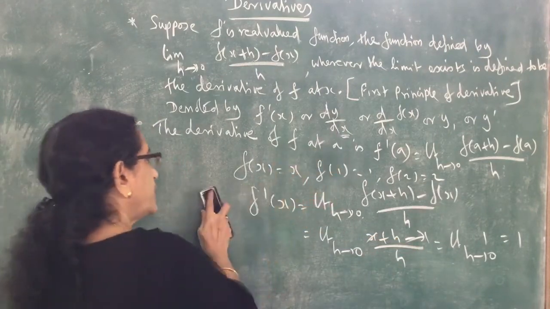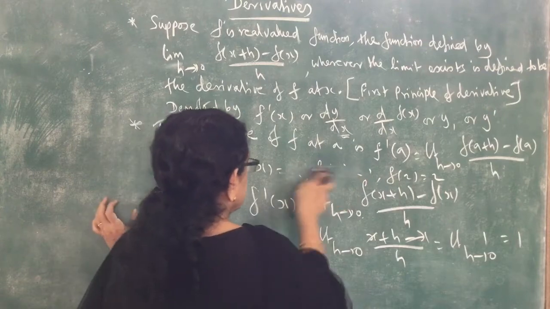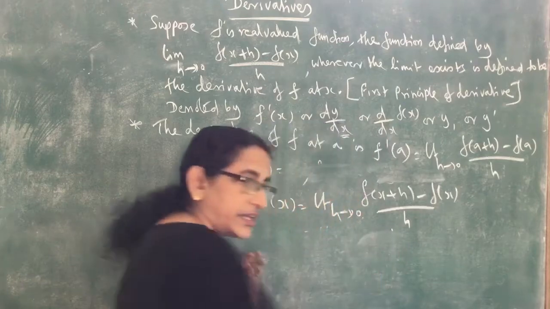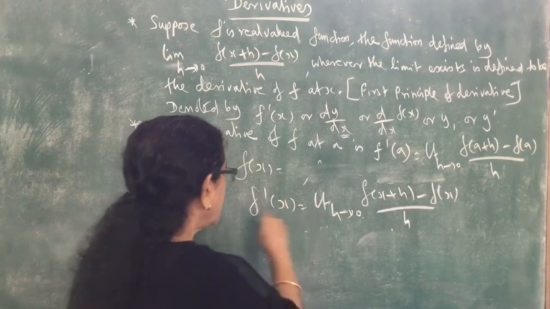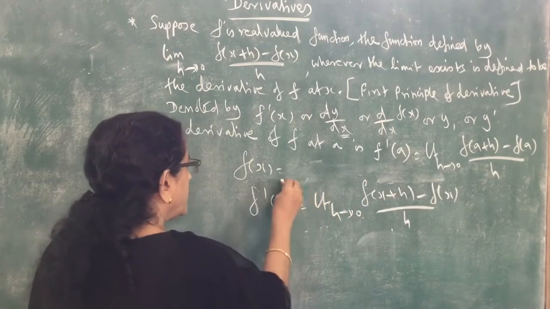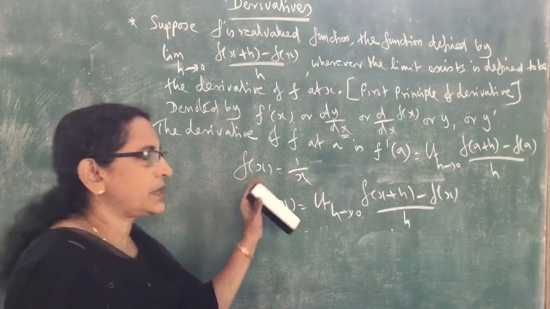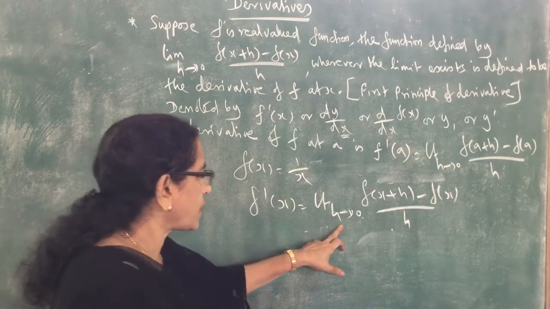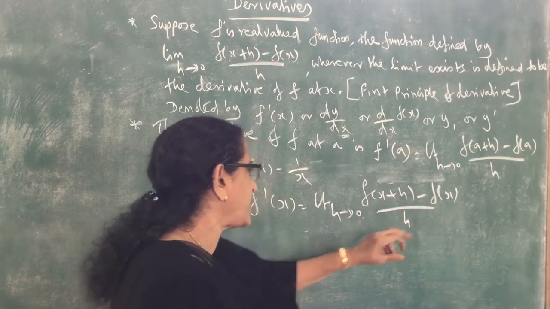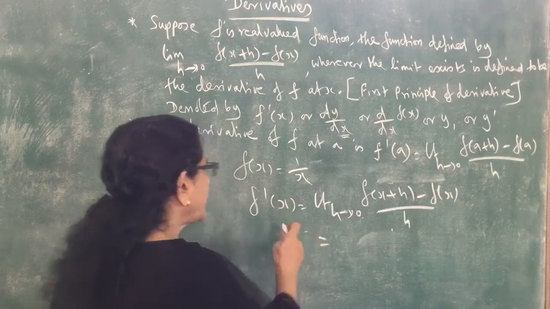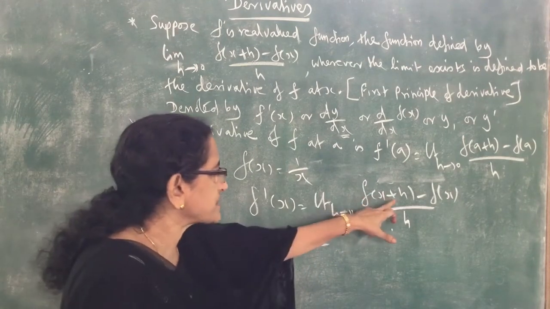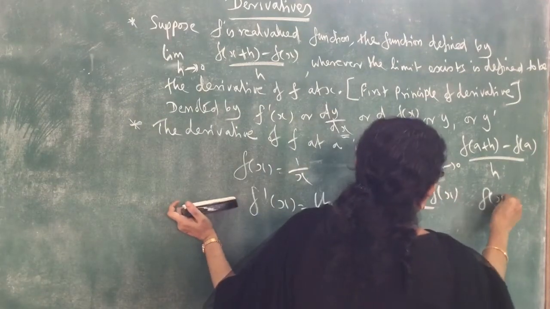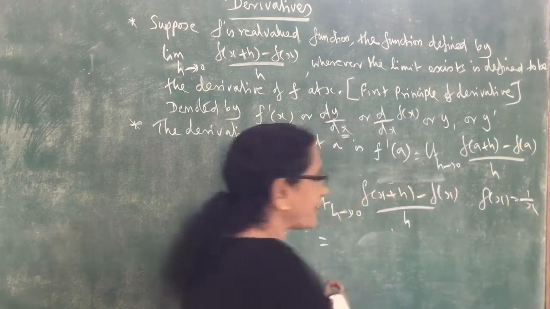Now we will find the derivative of 1 by x. Consider the function f of x equal to 1 by x. Now f of x equal to 1 by x. So f dash x equal to limit h tends to 0, f of x plus h minus f of x by h. So that is equal to, we can substitute the value of f of x plus h and f of x. So what is f of x plus h? See, f of x equal to 1 by x.